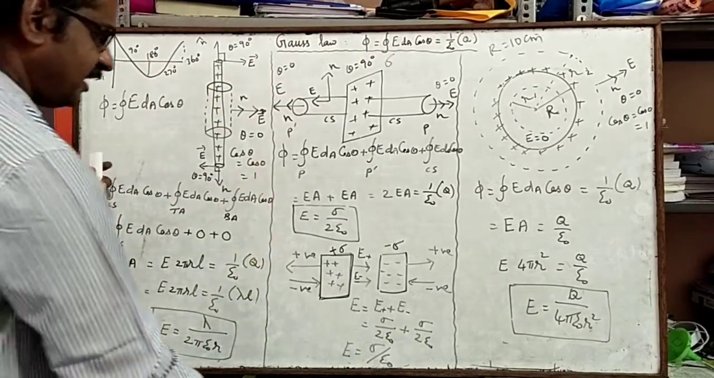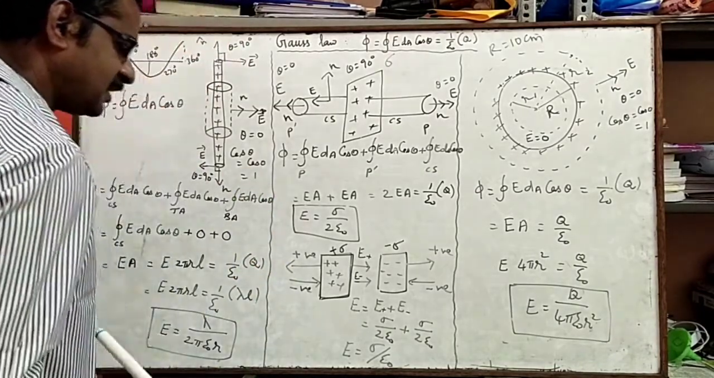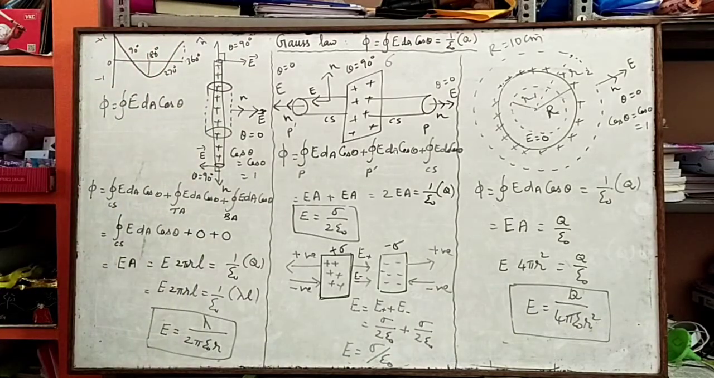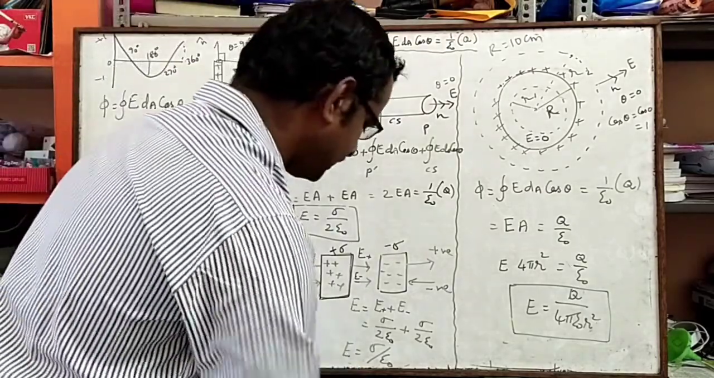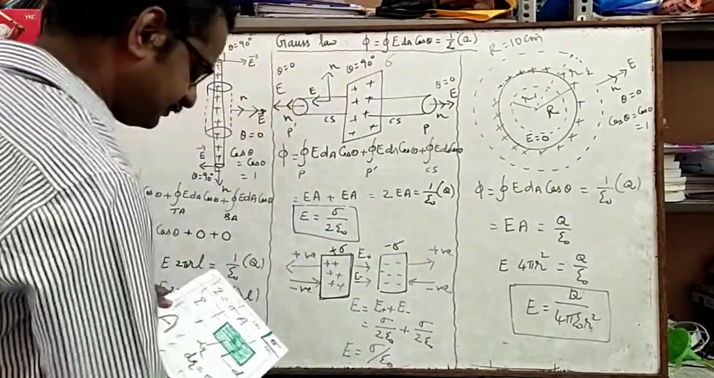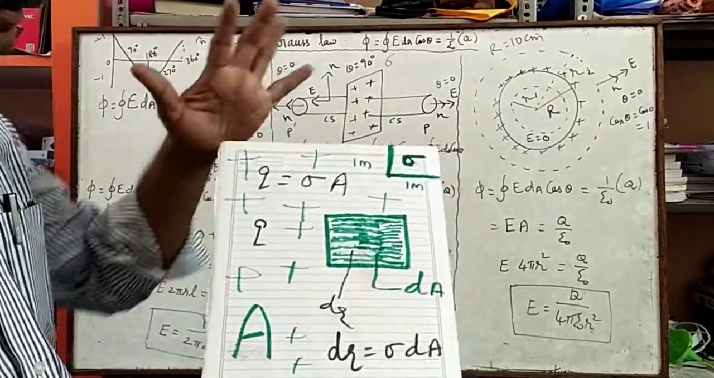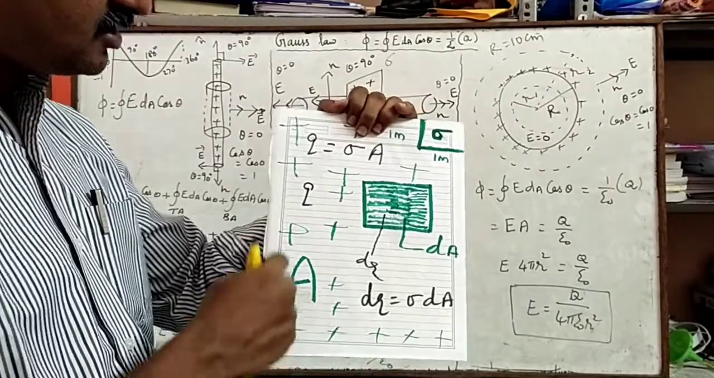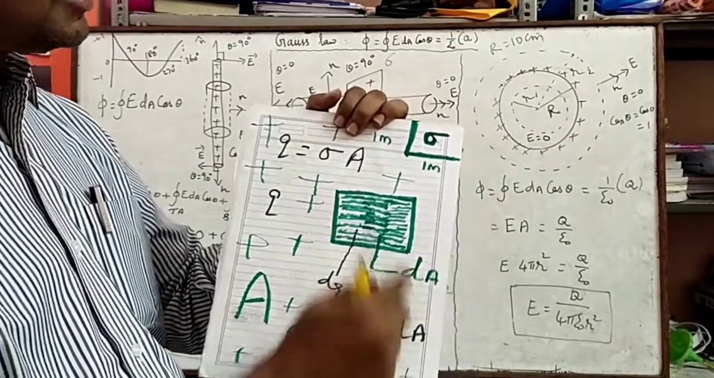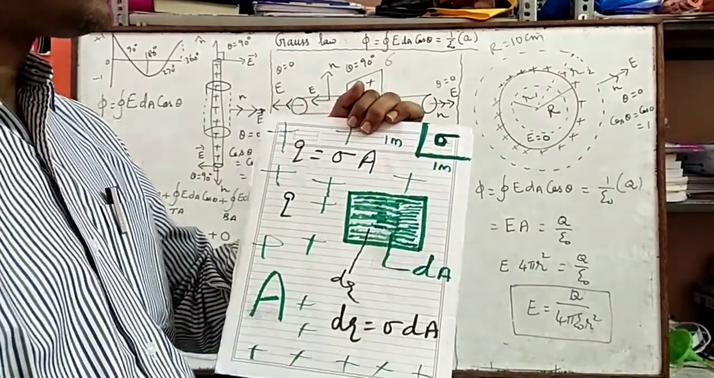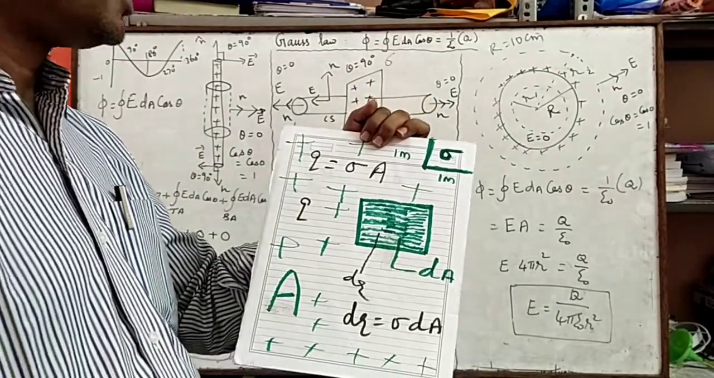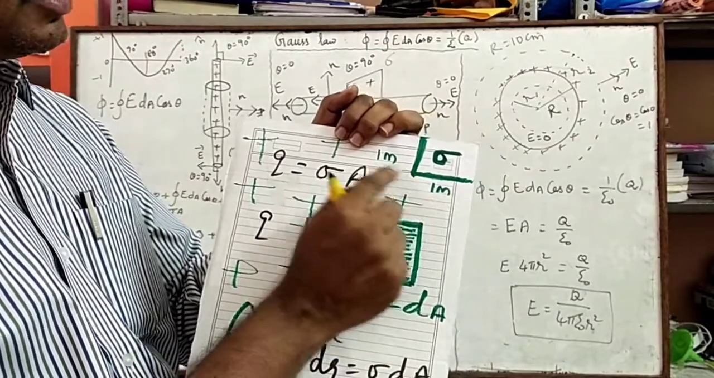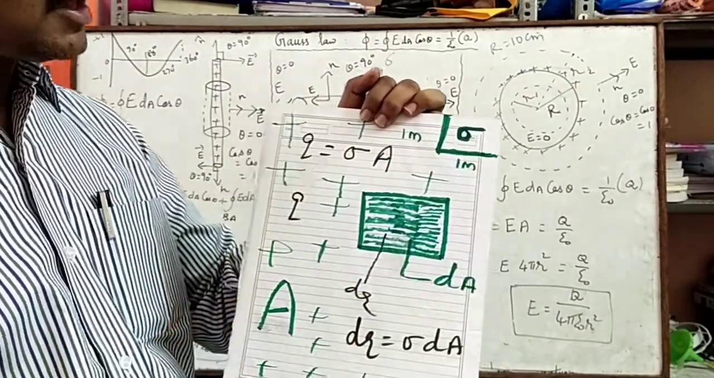Then this one, electric field due to a charged plate. Imagine a charged plate like this. Imagine this is a metallic plate which is being charged, being positively charged fully, and sigma is the charge density, that is charge per unit area. In 1 meter square area, sigma charges are there.